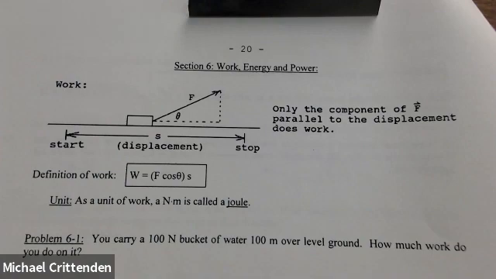Some examples to illustrate the idea. Let's say you carry a bucket of water 100 meters. Question is, how much work do you do on it? Pause here and unpause, and I'll tell you. You worked it out, you thought about it yourself, right? No cheating. The answer is 0. This is why.